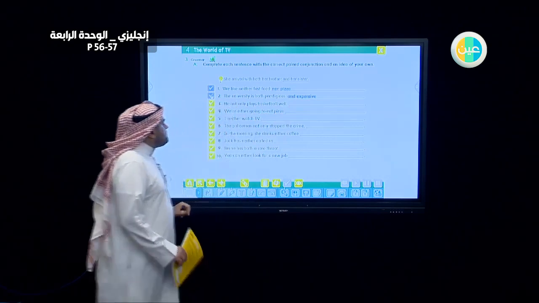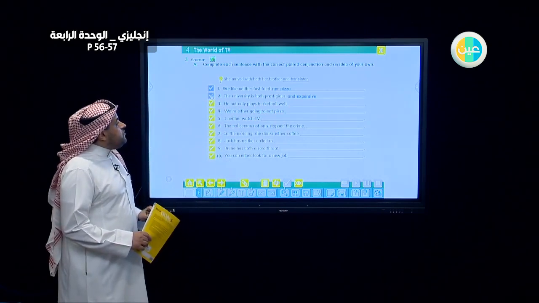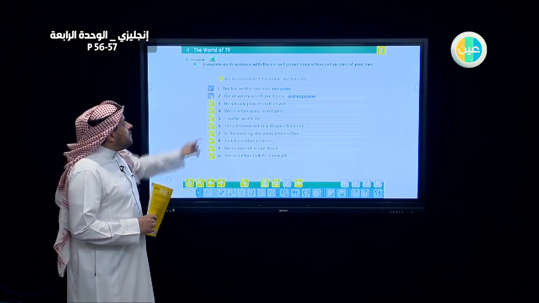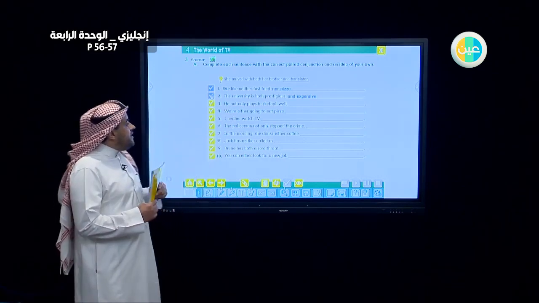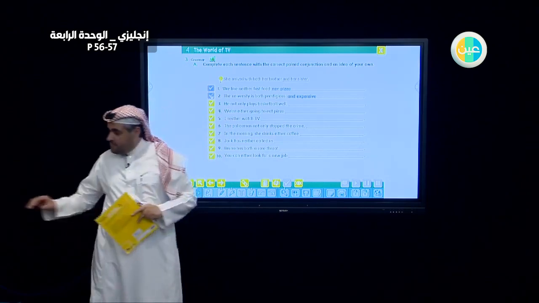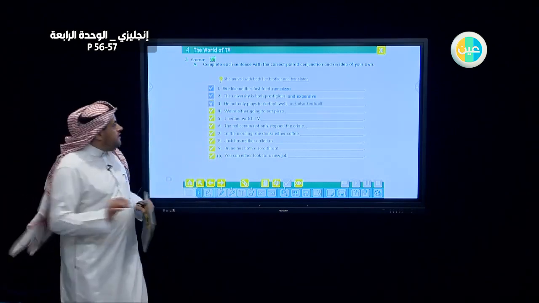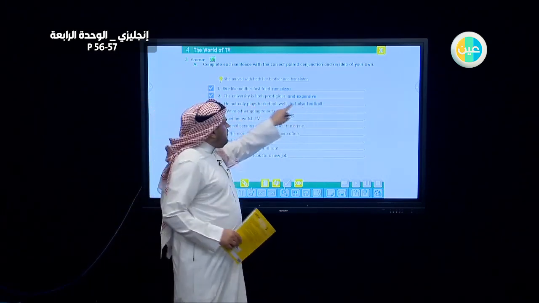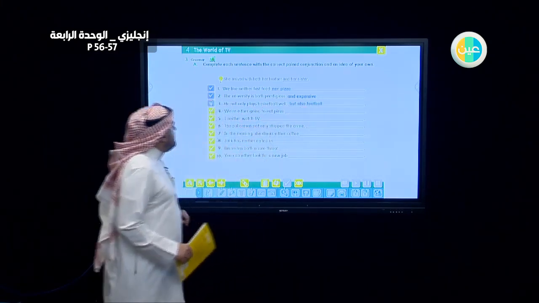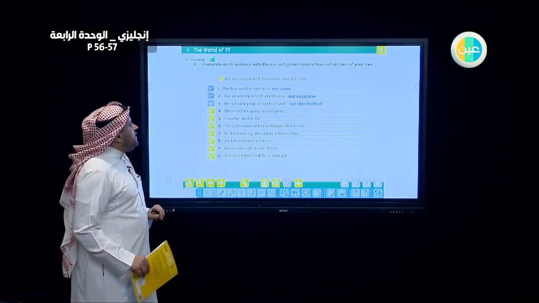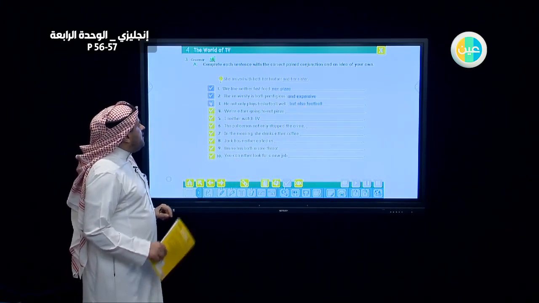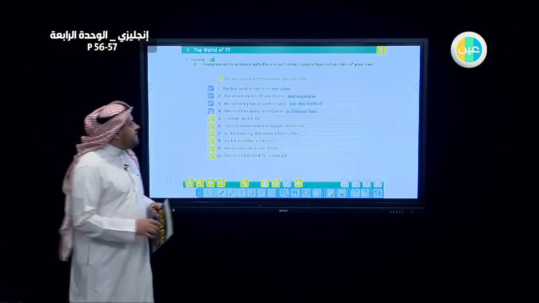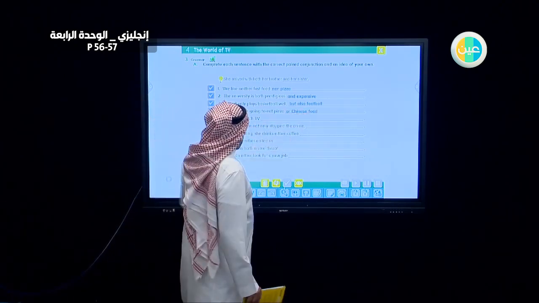Number three, he not only plays basketball well, not only, what can we say here, but also football. Basketball and football are all nouns. Number four, we are either going to eat pizza or Chinese food. Very good.